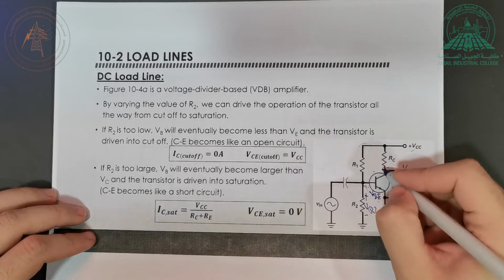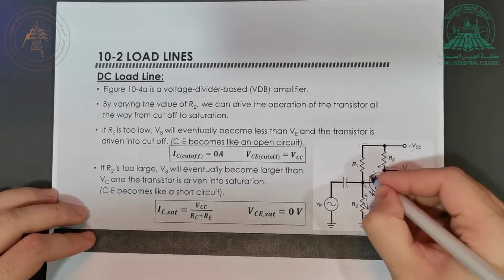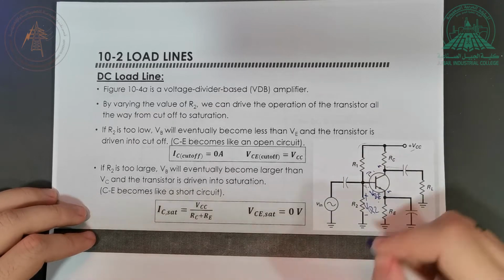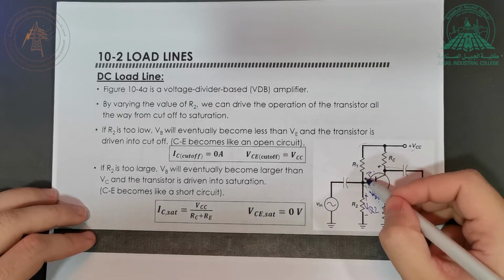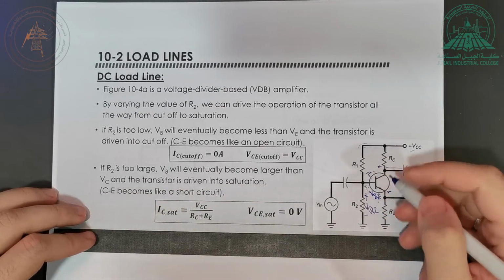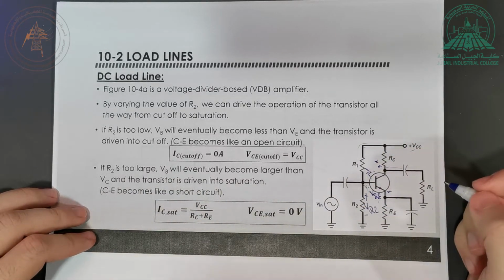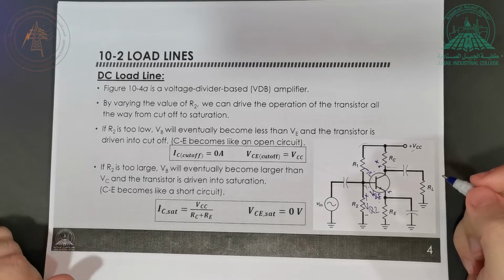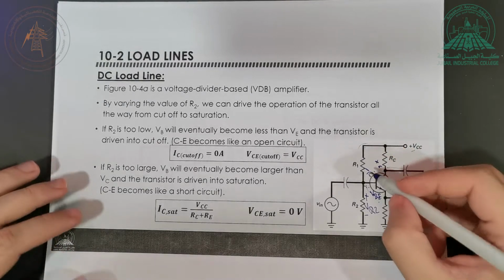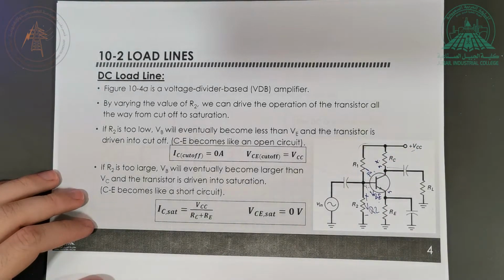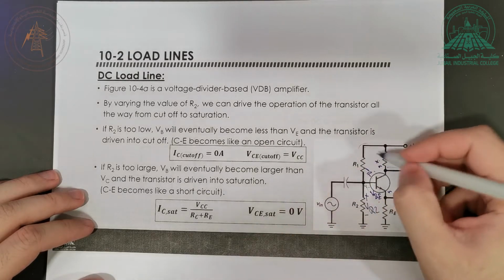Now remember, this is an NPN transistor. Again, I want this to be reverse biased, meaning I want this voltage from here to here to be more than 0.7, or in other words, I want this voltage from here to here to be less than minus 0.7. So any voltage less than that is going to make this reverse biased.